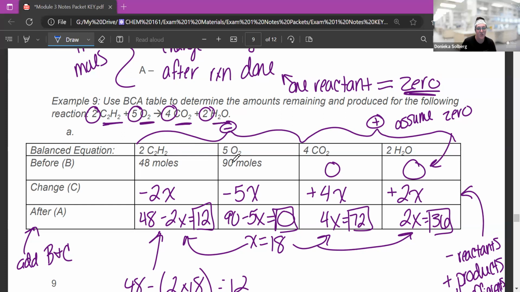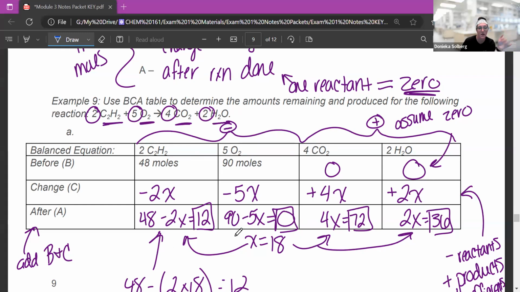This is a 2 to 5 ratio. It's kind of hard to do in your head. I need 5/2 as much of this as I have of this. I can tell that I'm going to run out of this one first, but you might not be able to tell that you're going to run out of this one first. So all you have to do is just pick one of these.